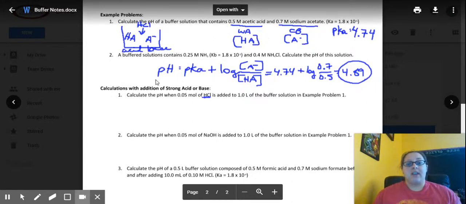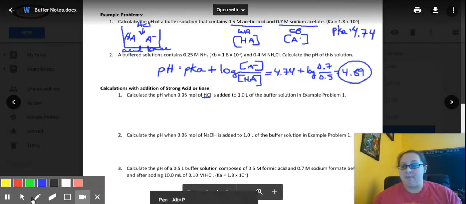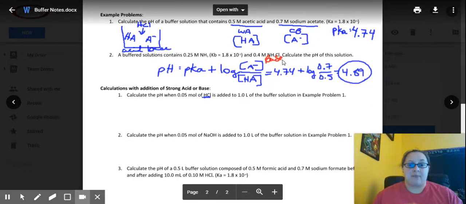In order to figure out our pH, this is just a review of last video, it's always pKa plus log of A minus. Remember that the A minus is our base component. So it's always base goes on top. Okay. And HA is our acid component that is in the buffer. So it's base over acid. So what we did is we took the pKa value, so 4.74. We plug that in, log of 0.7, which is our base component, over 0.5, which is our acid component, and we got a pH of 4.89.